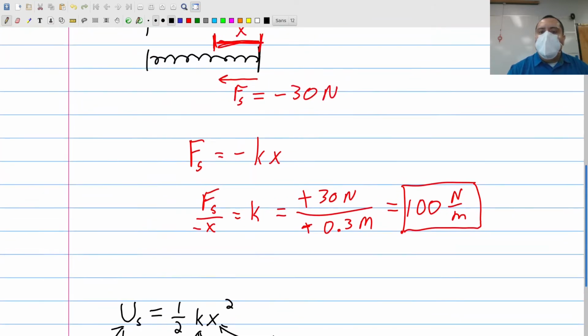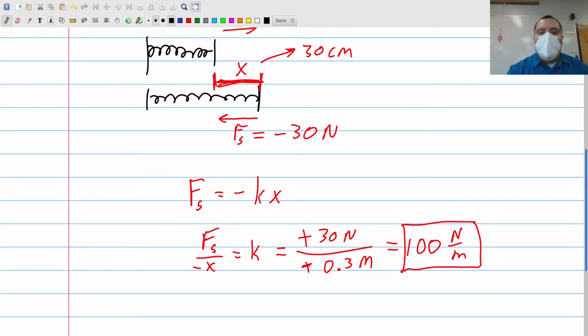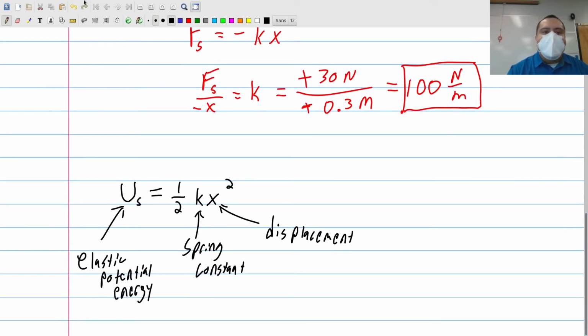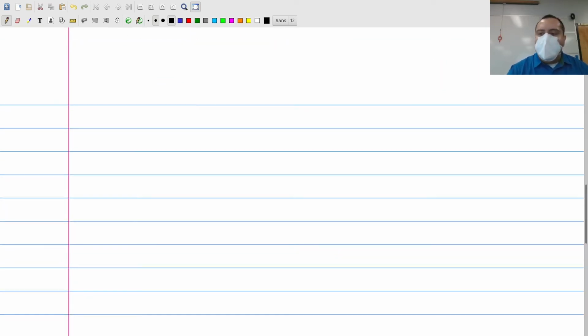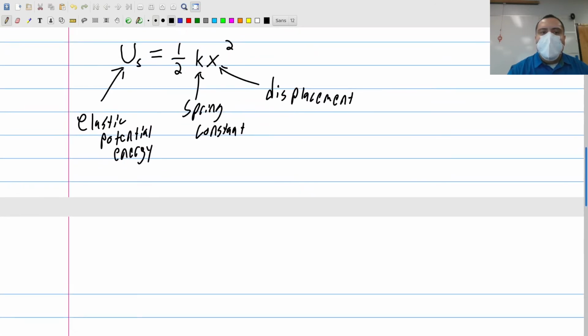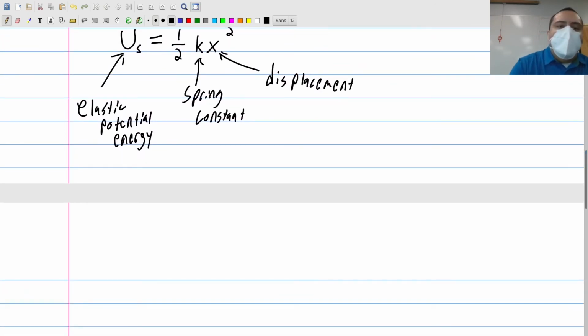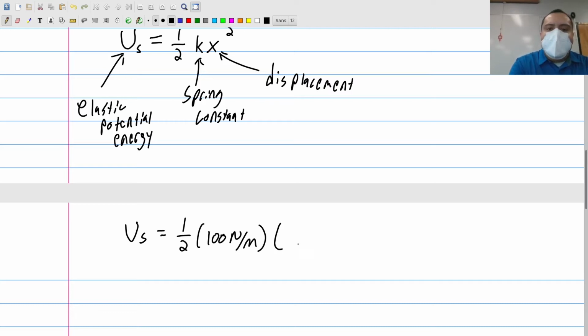So in this example that we did up here, how much energy is stored in this spring? Because we know when we release it, it will start to move. Well, in order to figure that out, I have to use the formula for elastic potential energy. So it's going to look like this. U sub S is equal to 1/2 times K, which we already found was 100 newtons per meter, times x squared, that was 30 centimeters, so 0.3 meters squared. And when I do this, I get 4.5.